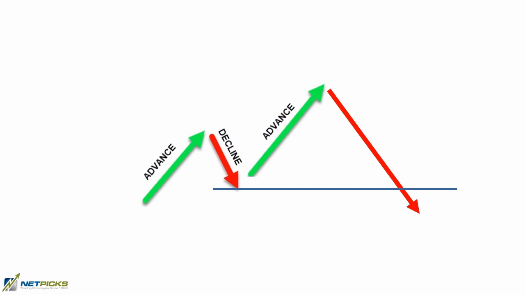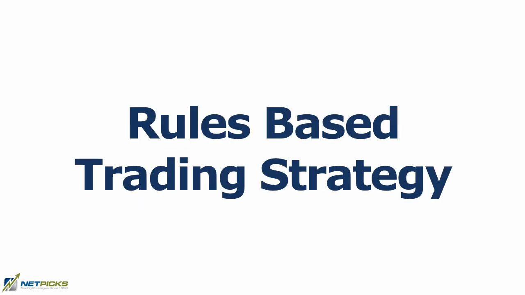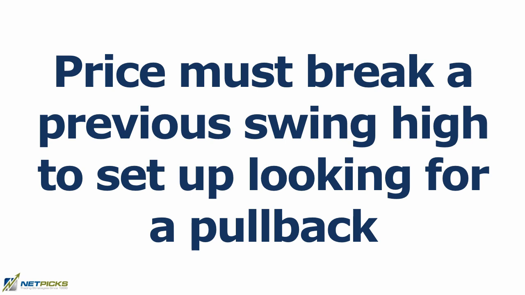So now would be a really good time to talk about some type of guideline to trading pullbacks for both day trading and swing trading. So if we're trading a market that's moving up, we want to see swing highs being taken out, period. And so we can use an overbought or oversold type of indicator, but using price is just an easier way to determine if a swing is worth trading. So let's make it a rule. Rule number one, price must break a previous swing high to set up looking for a pullback.